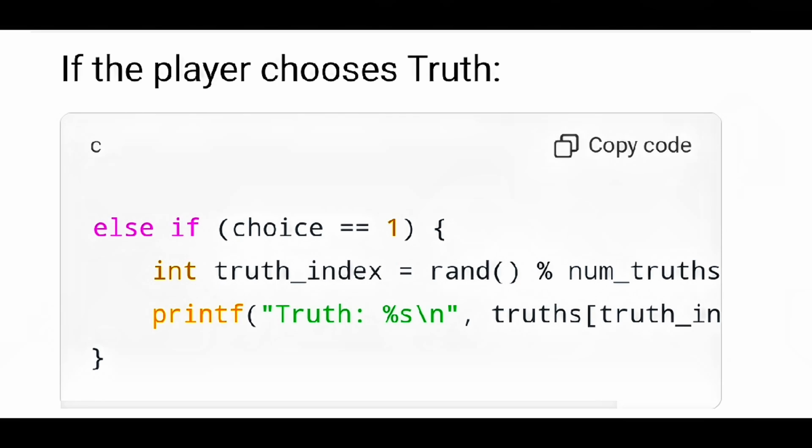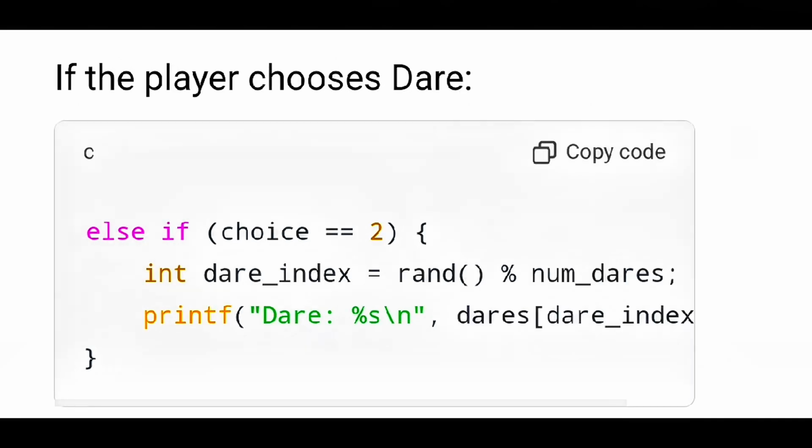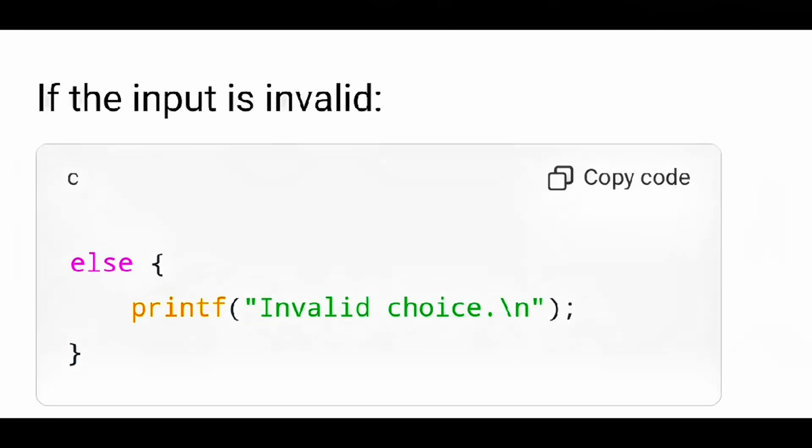If the player chooses truth, we use else if choice == 1, and we pick a random truth question using the rand function and then print it. Next, if the player chooses dare, we use else if choice == 2, and we pick a random dare challenge and display it. If the input is invalid, then we use else printf invalid choice, and here we show an error message if the input is not 0, 1, or 2.